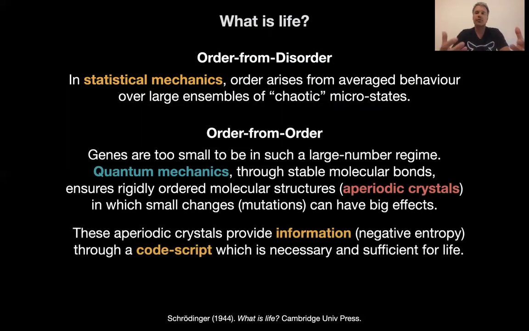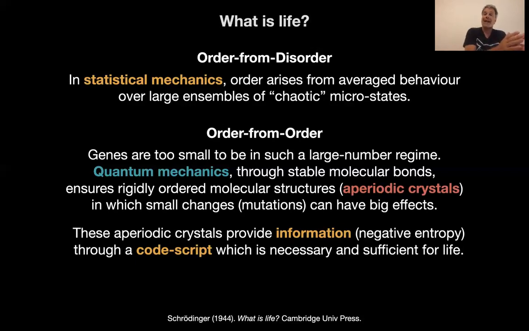But Schrödinger was contemplating organisms, and he said genes are way too small to be in such a large number regime. We don't have that many genes. He made estimates in his book at the time, long before genomics. And he was arguing, because he was a physicist, that quantum mechanics through stable molecular bonds ensures rigidly ordered molecular structures, aperiodic crystals. So this was a very powerful idea that actually was very influential for the reconstruction of the structure of DNA, in which small changes, mutations, have big effects. So two conditions here. You have to have a rigid structure.